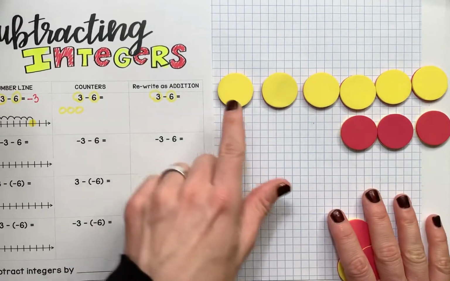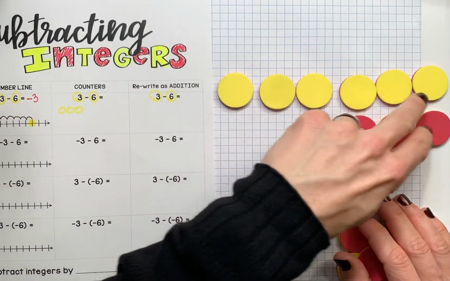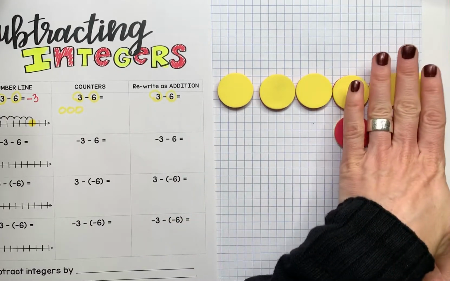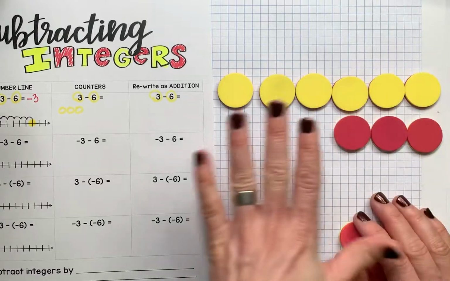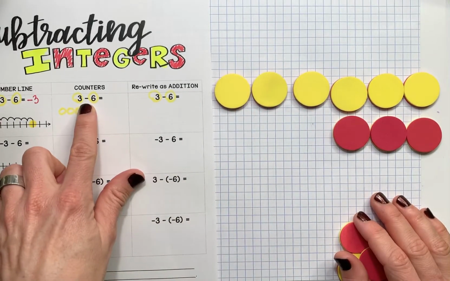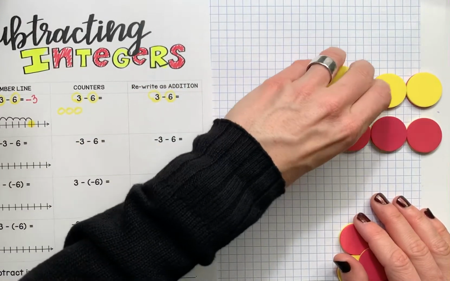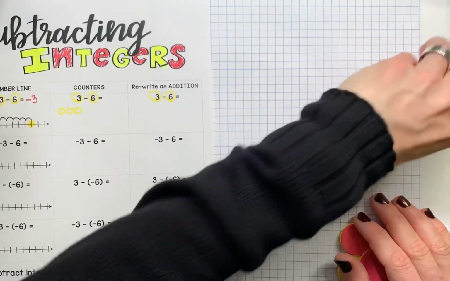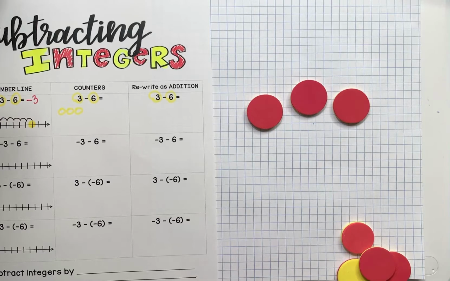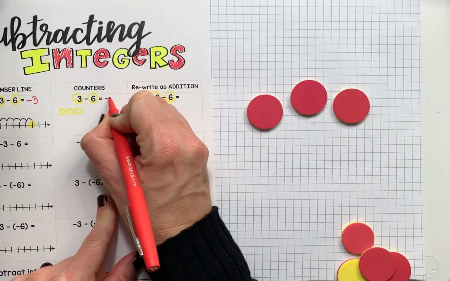So I have the 3 that I started with, and then I added 1, 2, 3 sets of 0 pairs. But notice, these cancel each other out. They're equal to 0. And so I still have only 3. All right, so if I now take away those positive 6, 1, 2, 3, 4, 5, and 6, what am I left with? 1, 2, 3 negatives. So 3 minus 6 is going to be negative 3.